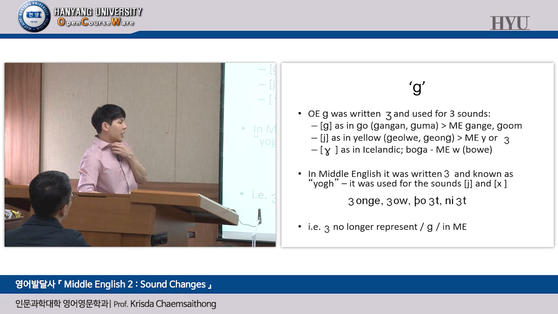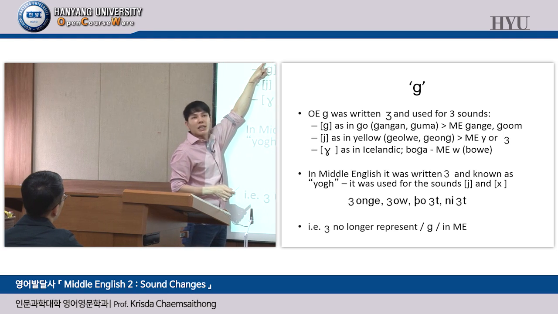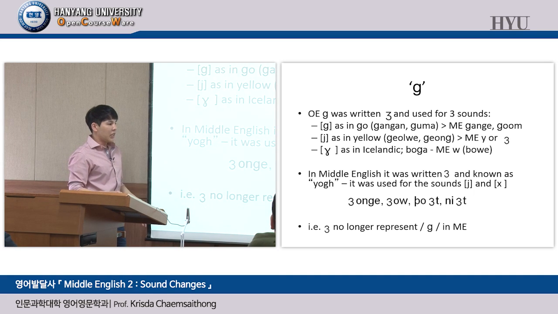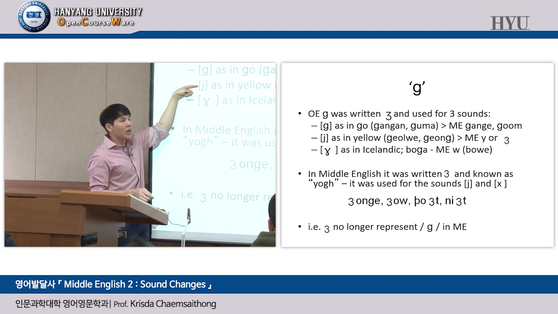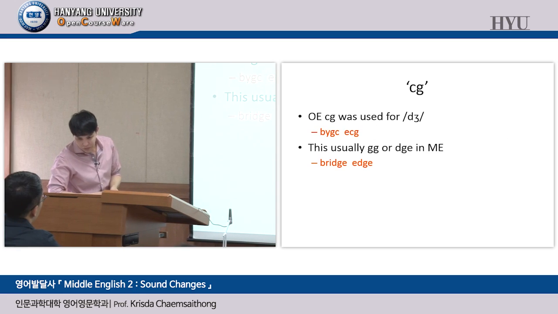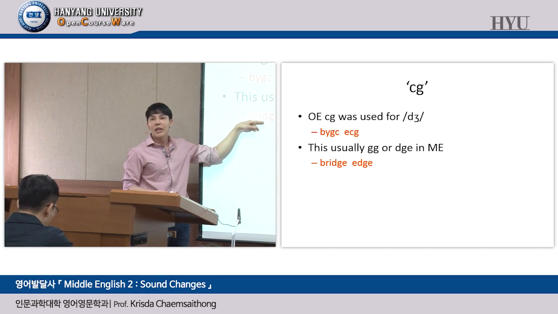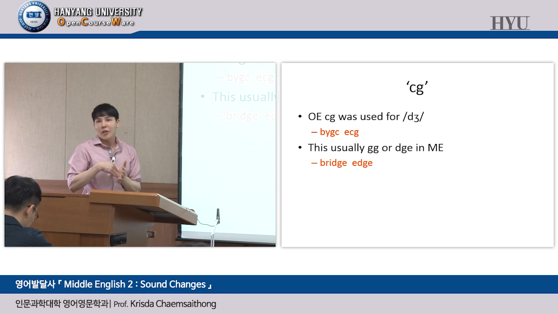And in Middle English, the yogh no longer represents the G. We just use G, right? In Old English, there's no letter G like this because there's only the yogh. So in Middle English, the G is just a G, right? But the yogh represents two sounds, the y and the bow tie. Okay. And CG was used for the j sound in Old English. In Middle English, it became GG or DGE. So this becomes more like what we have nowadays, right? Bridge or edge becomes what we have nowadays, right?